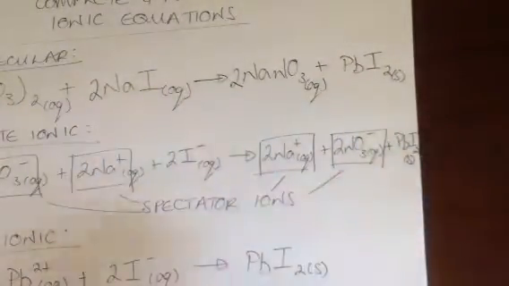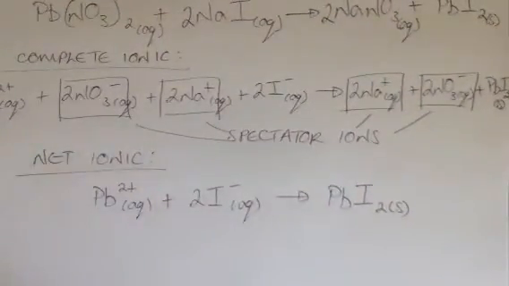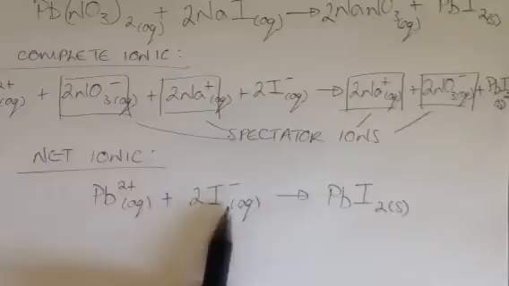Okay, so molecular equation is when you write out the whole formula units. Complete ionic, you split the strong electrolytes into ions. You leave the solids, liquids, and gases as formula units. And then the net ionic, you delete the spectator ions and write what you're left with.